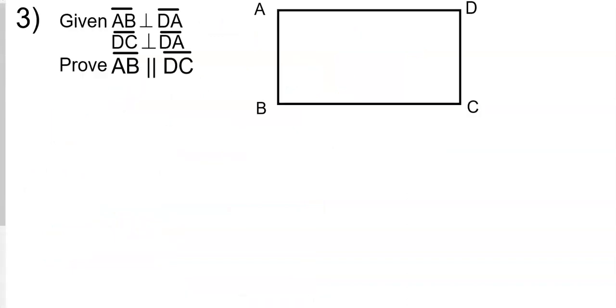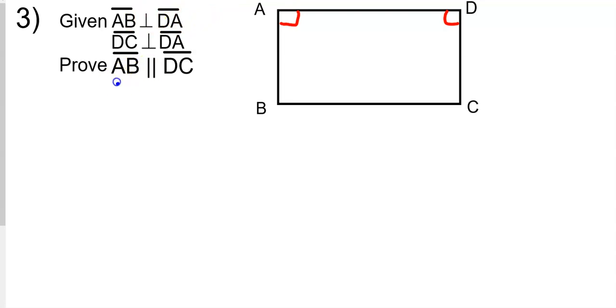Given AB is perpendicular to DA, and I'm going to go ahead and just start marking my diagram here. So AB and DA would mean that angle A is a right angle. DC is perpendicular to DA. That would mean we have another right angle. So again, if there's something I can write on the diagram from it, and it literally doesn't say angle A is a right angle, that would be my next step I'm probably going to have to do.